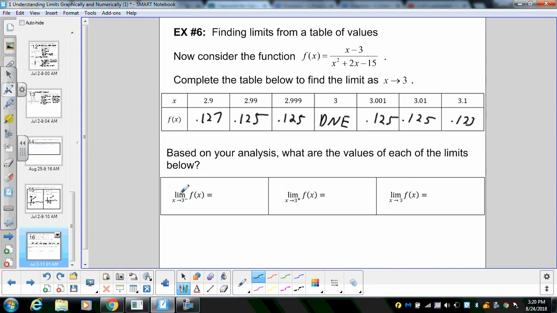The limit of f of x as x approaches 3 from the left side, we can easily say that it's going to be 0.125. From the right side, we can also say it's going to be 0.125. And then since both of those are equal, we can officially say the limit is 0.125. And again, this is numerically not the ideal way to do it, but it's definitely a way.